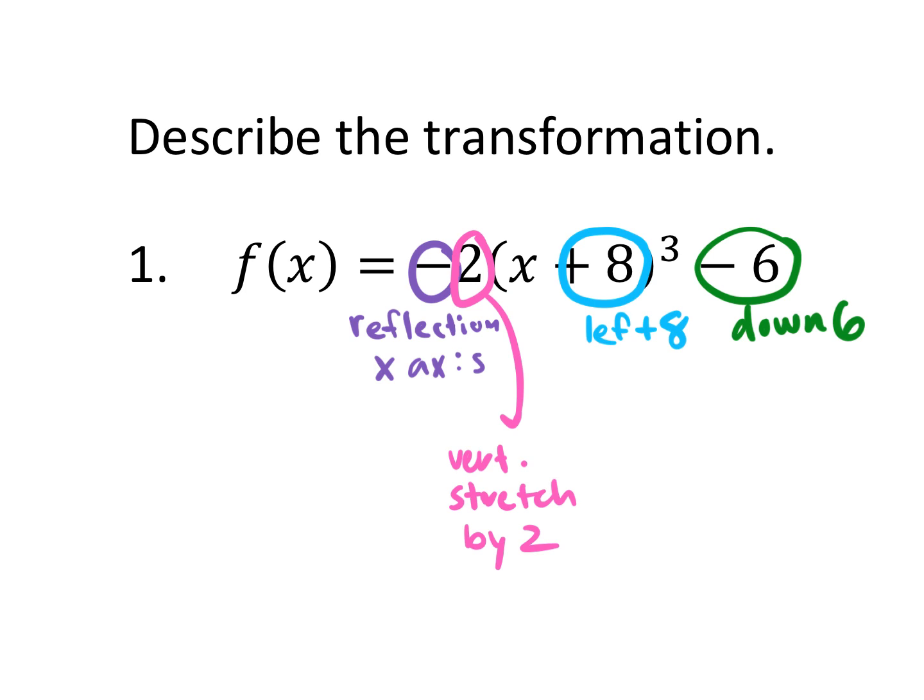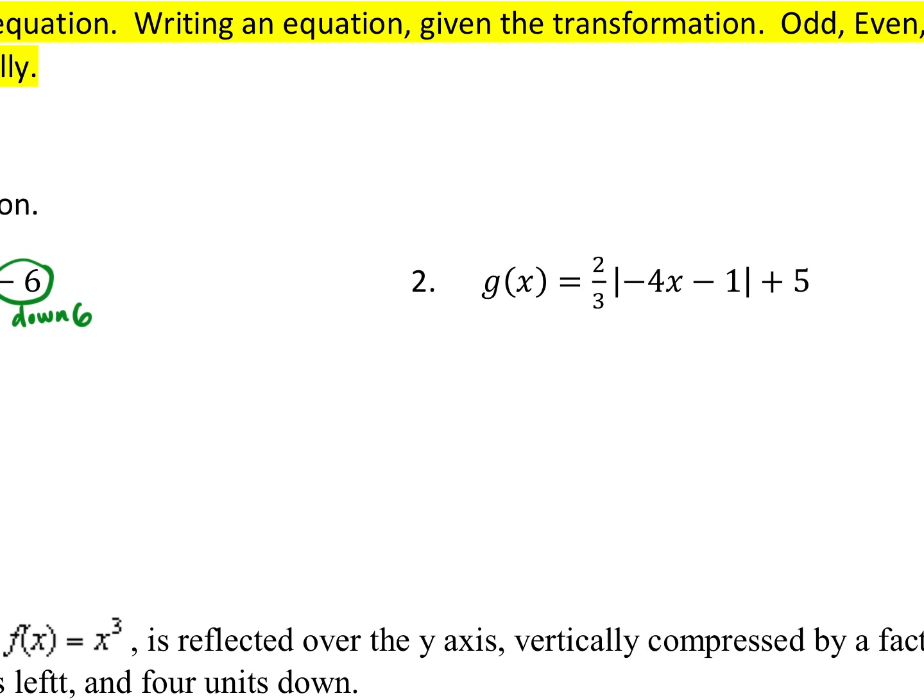Notice how the exponent doesn't mean anything. That's just the parent function of our graph. That's the shape. So that's the only number here that we don't have a transformation for. It's just an x to the third power graph. Questions here? Let's do the same thing with number 2.